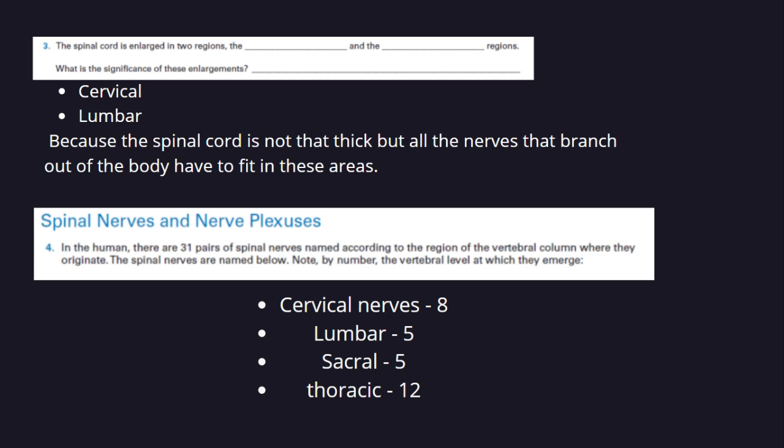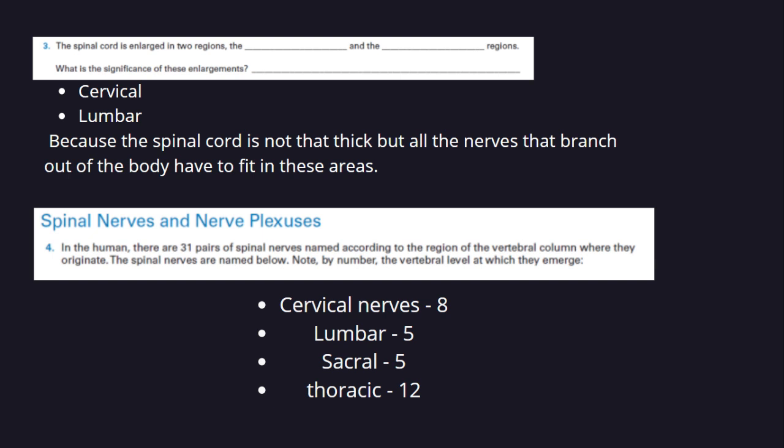Number 3. The spinal cord is enlarged in two regions, the cervical and the lumbar regions. What is the significance of these enlargements? Because the spinal cord is not that thick, but all the nerves that branch out to the body have to fit in these areas. Number 4.